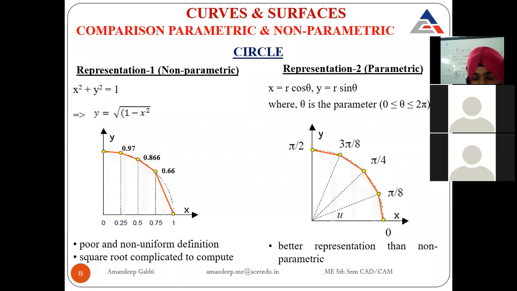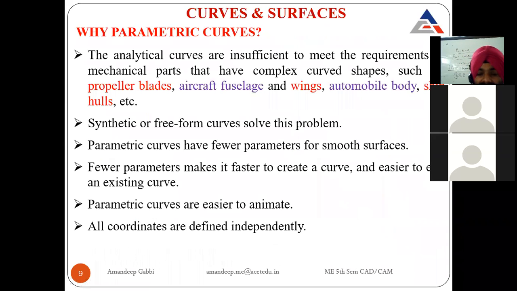Similarly, you have the equations for parabolas, hyperbolas, and circles, lines, etc. Why parametric curves? The analytical curves are insufficient to meet the requirement of mechanical parts. Why do we want to draw parametric or synthetic curves? We need to draw different shapes like propeller blades, aircraft blades, rings, automobile body, ship, etc. That cannot be drawn with the help of circles and lines. Synthetic or free-form curves solve this problem. So we use synthetic curves to form these.